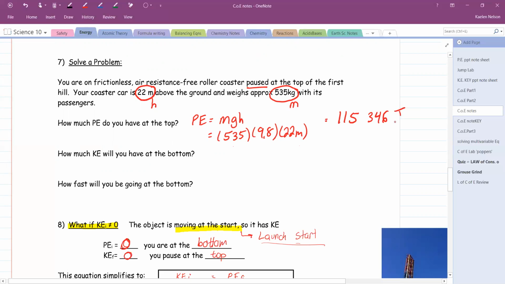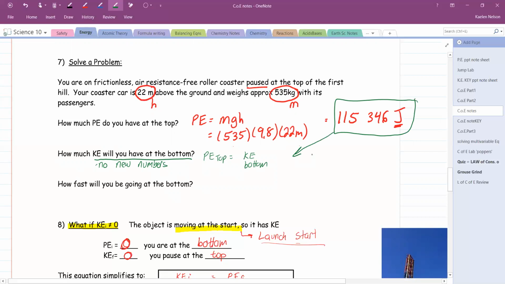And it's energy, so we have to remember energy is always in joules. Our next piece of the question asks how much KE will we have at the bottom, but it has given us no new numbers to work with. So we can't solve for KE using our KE equation, but we do know that PE at the top is equal to KE at the bottom. So this amount of potential energy is all going to get turned to kinetic energy. So that becomes our answer for the second part of our question. And we don't need to do any extra solving. We just move our number of joules down.